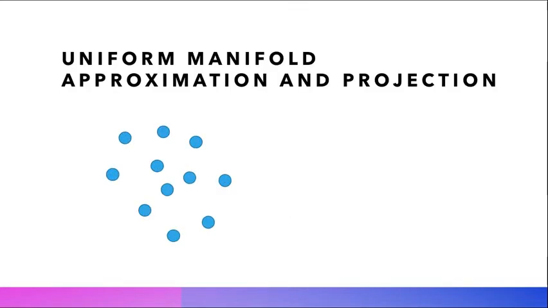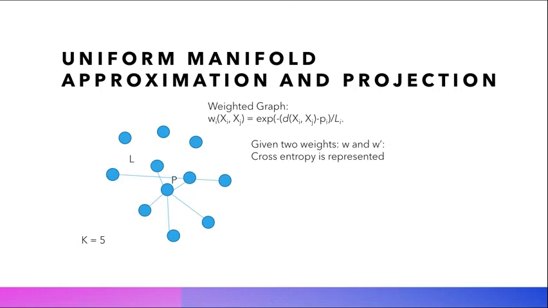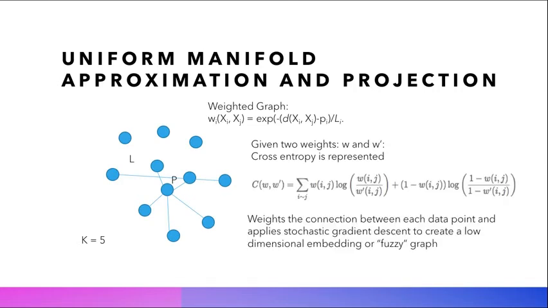Another dimensionality reduction technique mentioned earlier is UMAP, or Uniform Manifold Approximation and Projection. It works by taking a set of data points called a neighborhood and finding its k nearest neighbors. Then let I represent the diameter of the neighborhood and P represent the center data point to its k nearest neighbor, and then it constructs a weighted graph using those values. Then it creates a cross entropy given two weights, W and W prime, which is that.